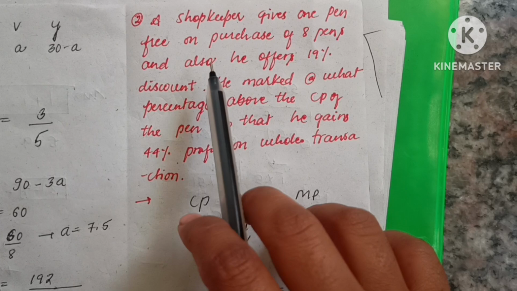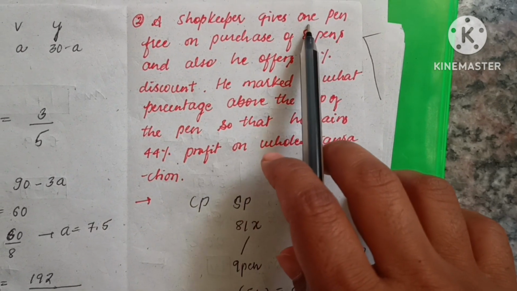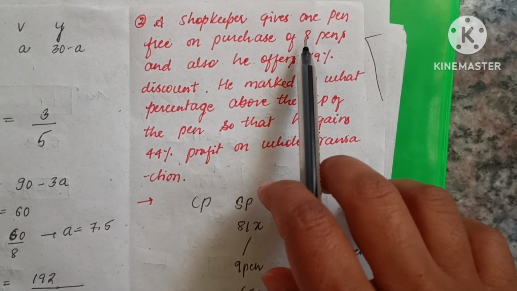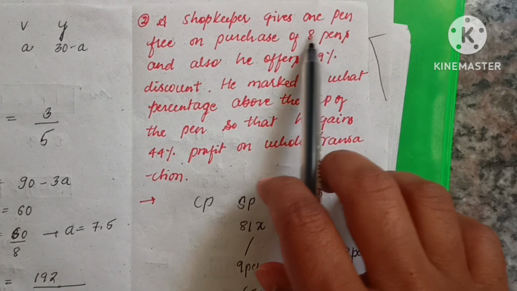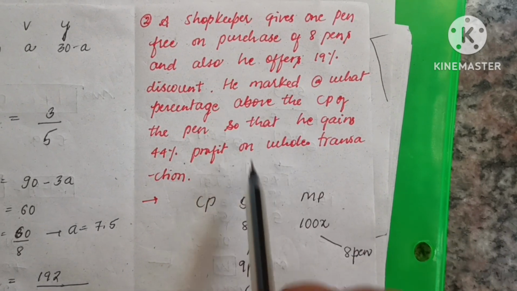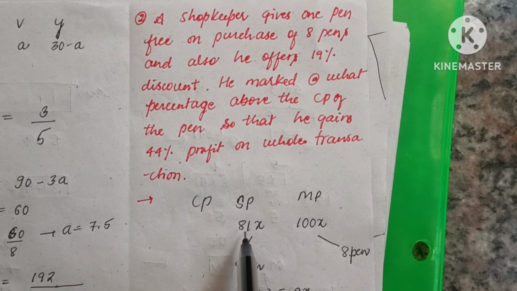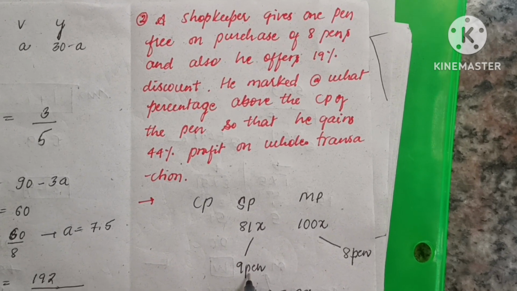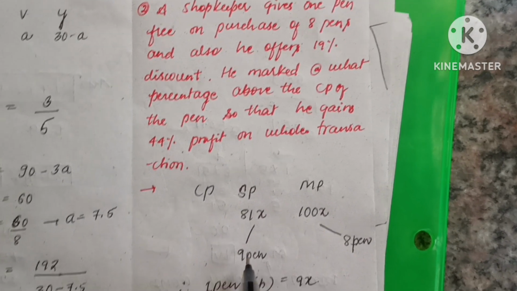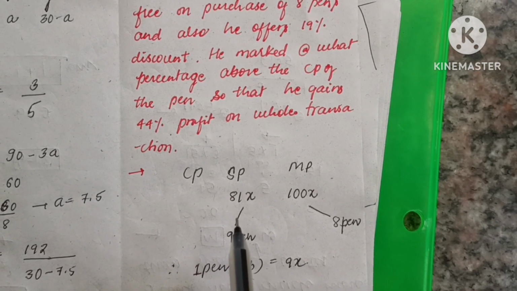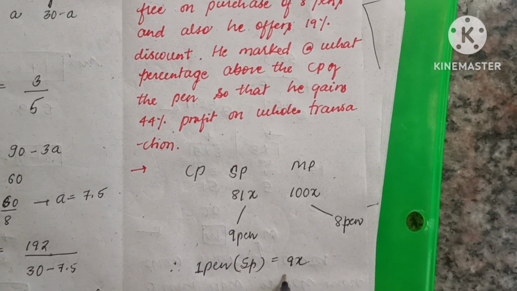Okay, and also in the question they have mentioned that he gives 1 free pen, meaning he is buying 8 pens, but while selling he is giving 1 more pen free, that is 9 pens. Okay, therefore the selling price will be 81x, and he is selling 9 pens. Therefore the selling price per pen will be 9x.